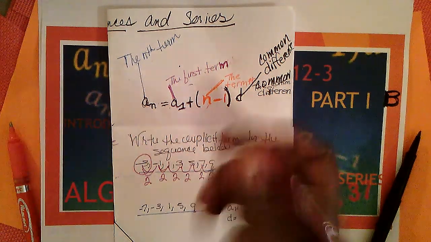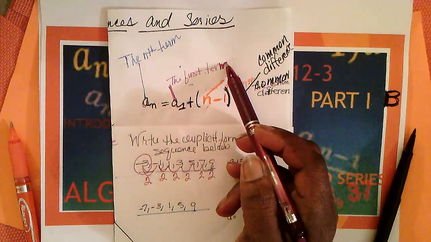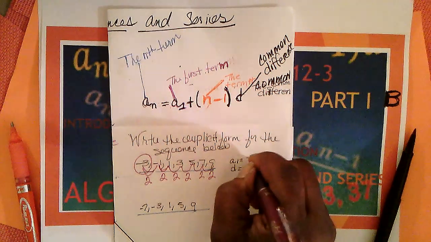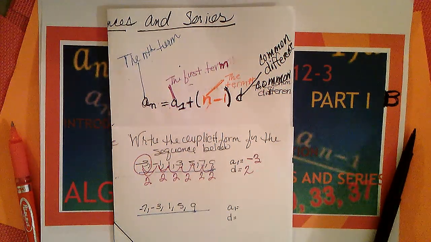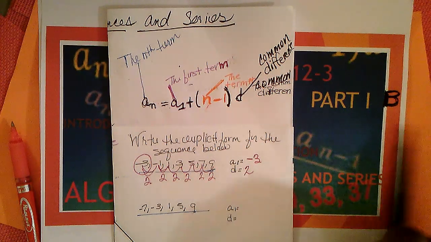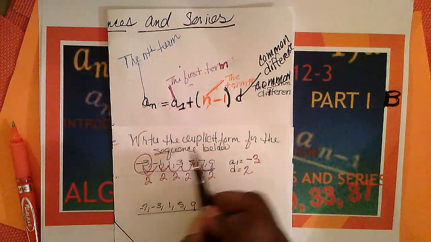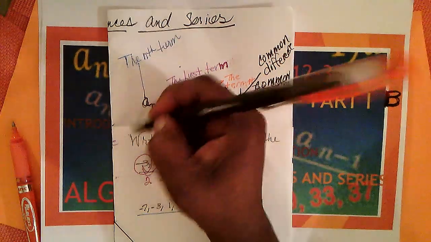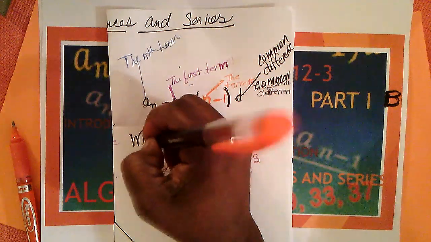Now, remember, in our formula, it says a to the 1. That's the first term in the sequence. So the first term in the sequence is -3. All right, so our directions say write the explicit form for the sequence below. So we're going to write the form for the sequence below.